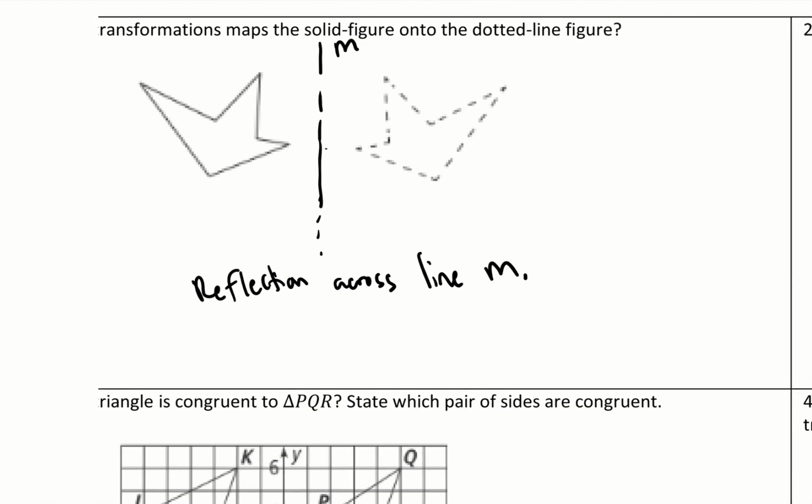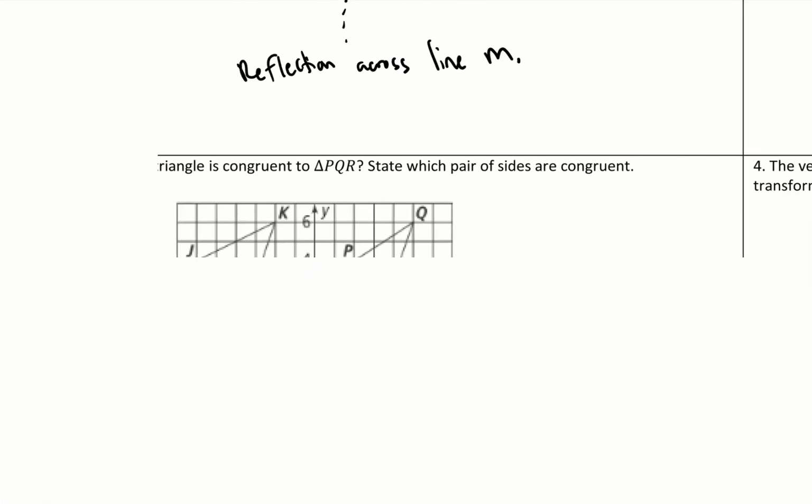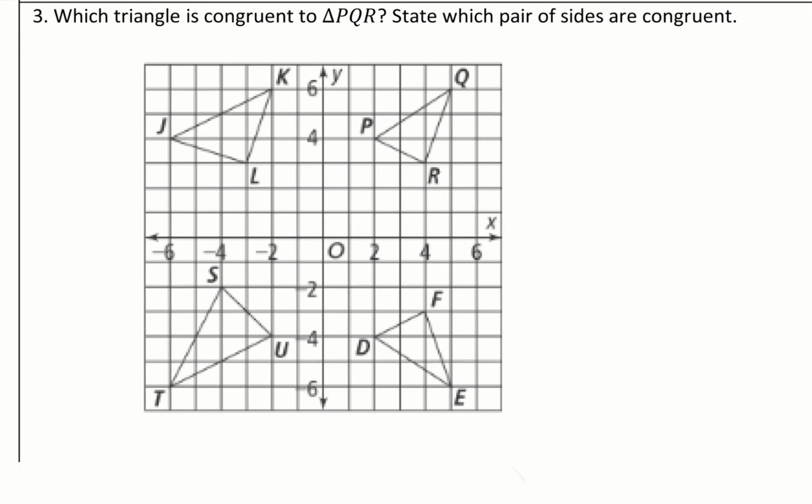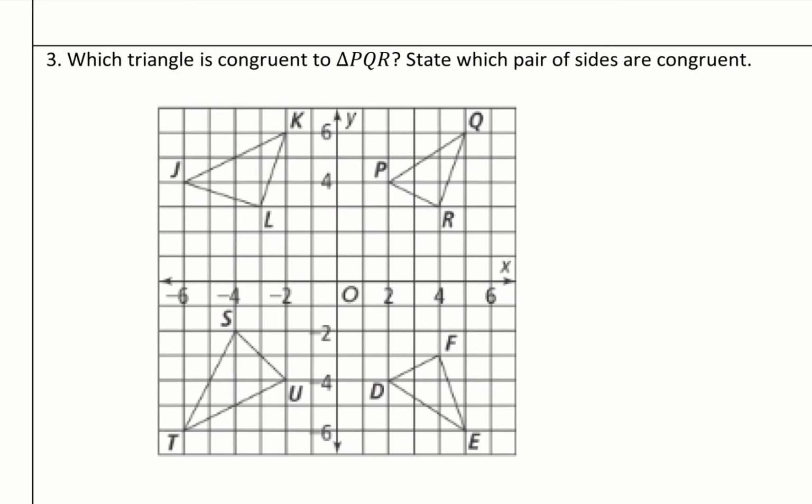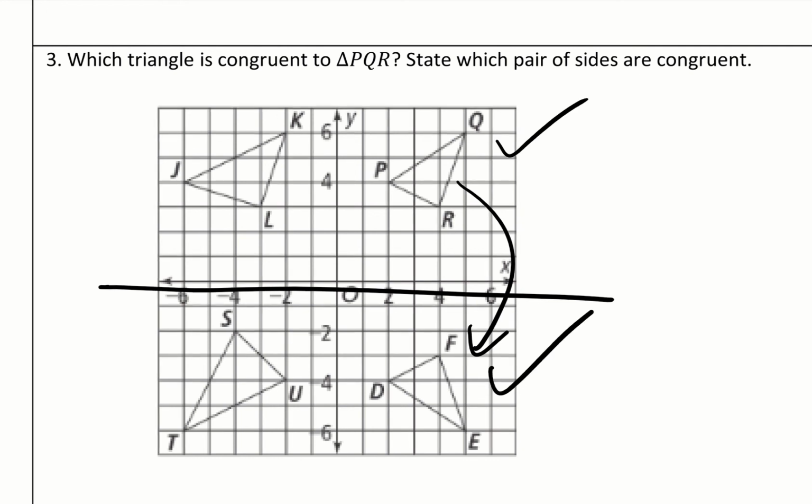Number 3, we got a triangle is congruent to triangle PQR. State which pair of sides are congruent. Okay, so for this one, we have to see if they're congruent. So if I could take one and map it to the other. Now notice that these are actually longer than some of these. All of these sides are actually longer than this. So this is definitely not congruent to that. Okay, if I were to take this and reflect it, I would actually get that. So that's true. So these are congruent. And there's only one pair that's congruent. So we're going to leave it at that.